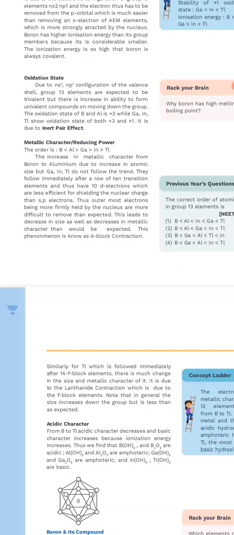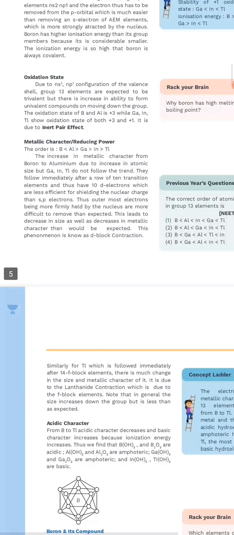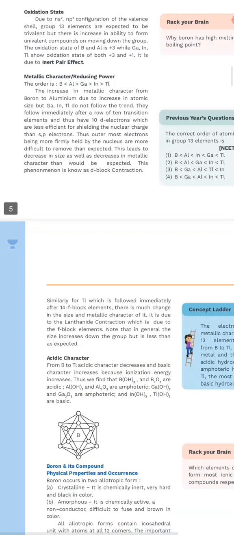Second is oxidation state. Due to ns2 np1 configuration of the valence shell, group 13 elements are expected to be trivalent, but there is increase in ability to form univalent compounds on moving down the group. The oxidation state of boron and aluminium is +3, while gallium, indium and thallium show oxidation state of both +3 and +1. It is due to inert pair effect.